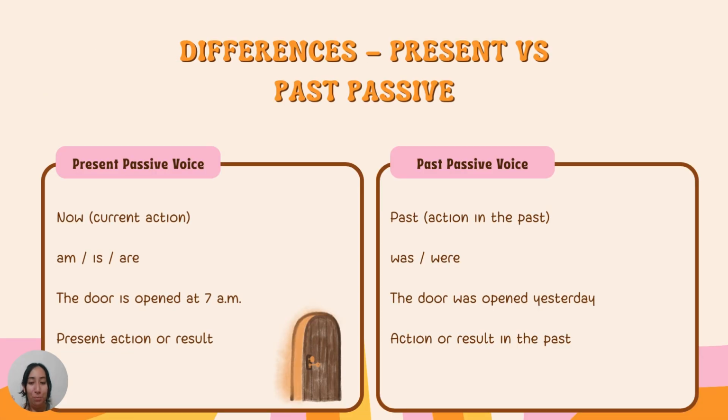Okay, let's compare the two tenses. The present passive talks about actions happening now or regularly. It uses am, is, or are. For example, the door is opened at 7 a.m. And the past passive voice talks about past actions and uses was or were. For example, the door was opened yesterday. But both focus on the action or the result, not the person.